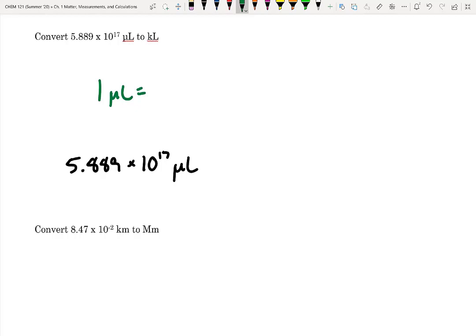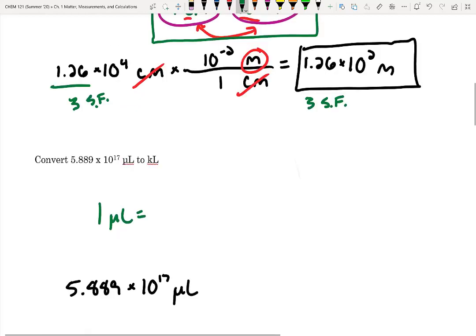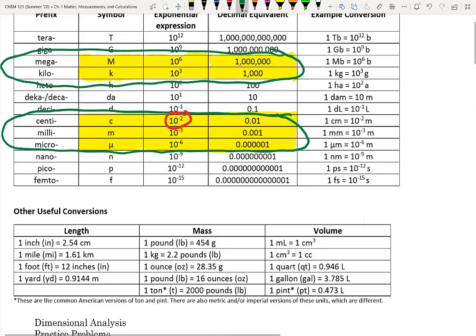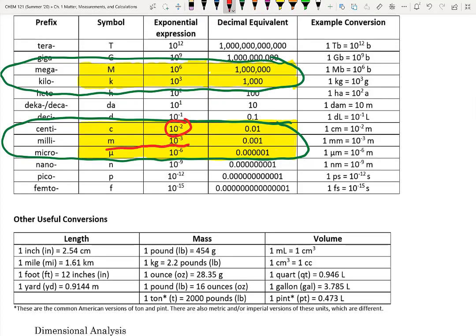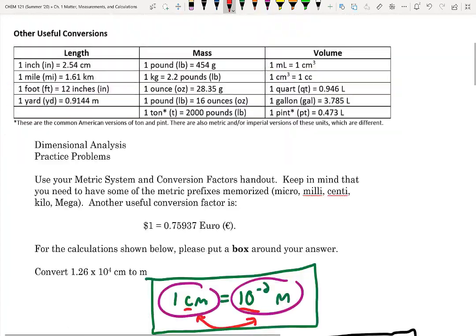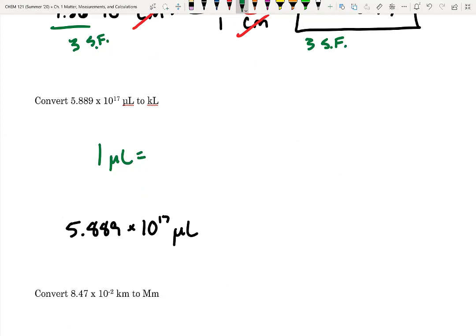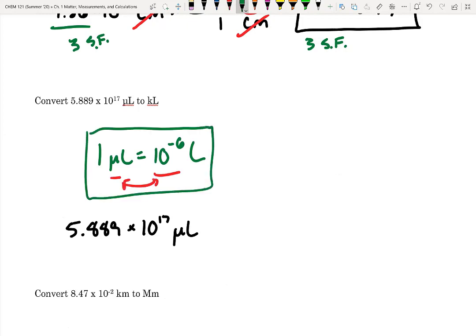So let's go up to the chart again. So I'd go up to my chart and I'd say, well, micro is the same thing as 10 to the negative 6. So I'd go back down kind of like we did before. I'd say, well, this must be equal to 10 to the negative 6 liters because we know this micro prefix that I've identified right here is 100% the same as this. So this will be one of our conversion factors that we'll use for this problem.